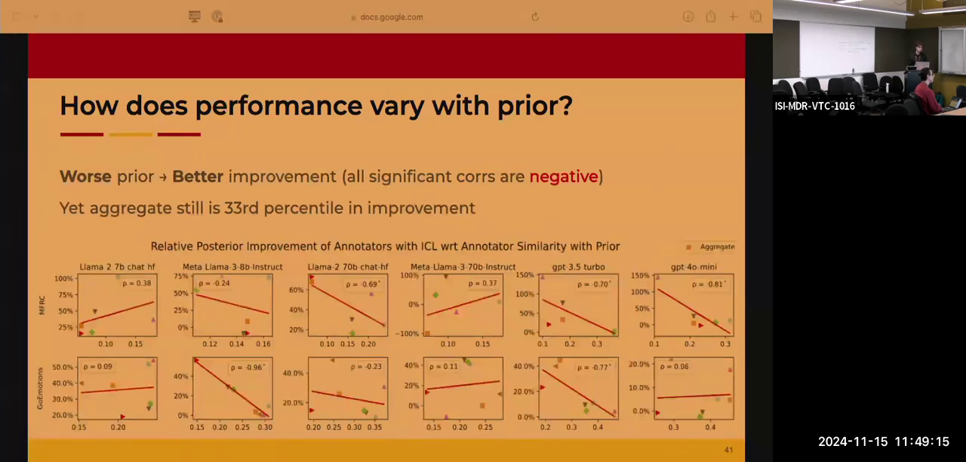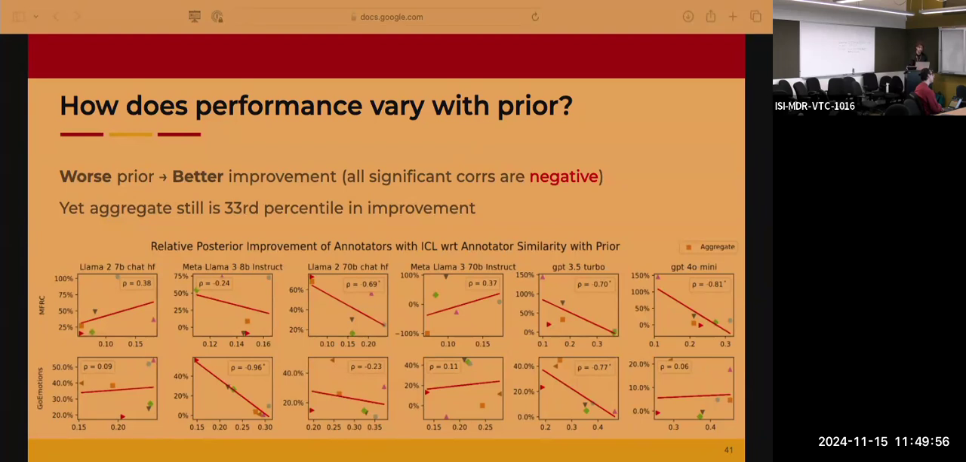Furthermore, within the same context, we look at the relative improvement that we get from prior to posterior when providing the gold labels for the annotator, and contrast that with the similarity that the annotator has with the prior. And here, surprisingly, perhaps or perhaps not, depending on what your expectation was, we see that a worse prior leads to better improvement, as all significant correlations are negative and we see very weak positive correlations in our data. So again, this means that if you have a worse prior alignment, you're going to receive better relative improvement.